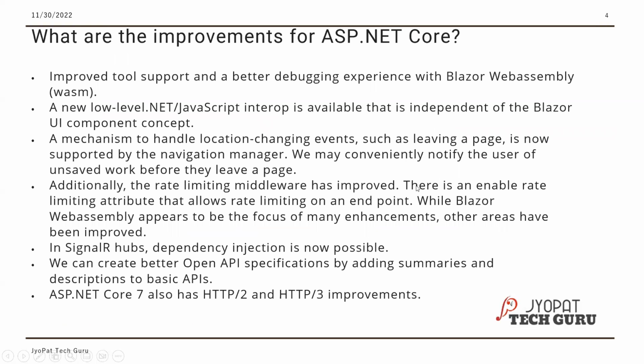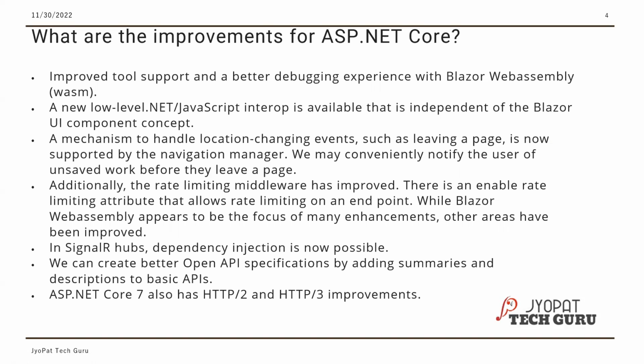So what are the improvements for ASP.NET Core with respect to .NET 7? There is improved tool support and a better debugging experience with Blazor WebAssembly. We call it WASM, so we have the entire thing as an assembly. You might be aware of the Blazor framework, or the Blazor way of creating projects. So you'll get a better debugging experience with Blazor.